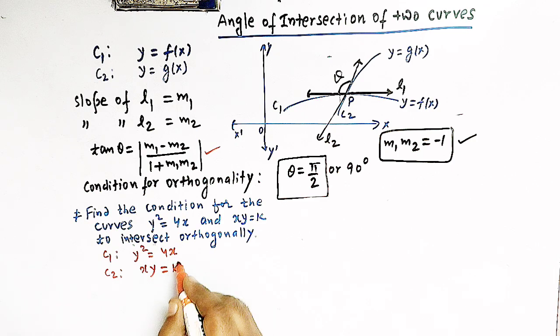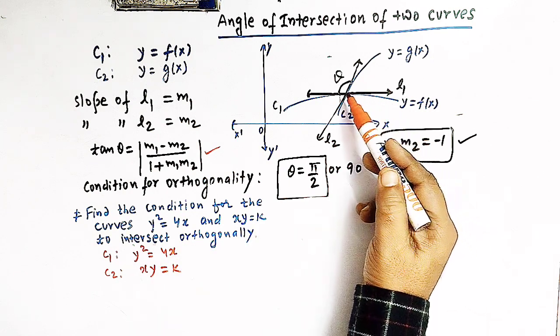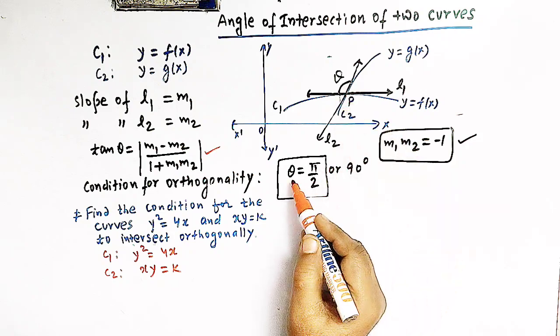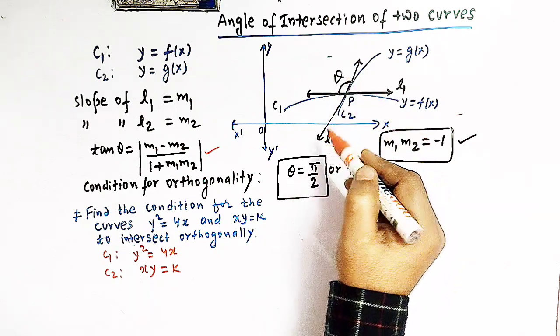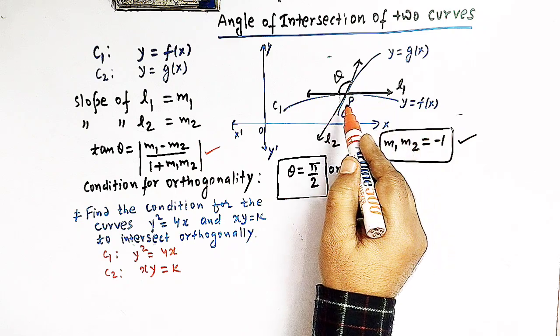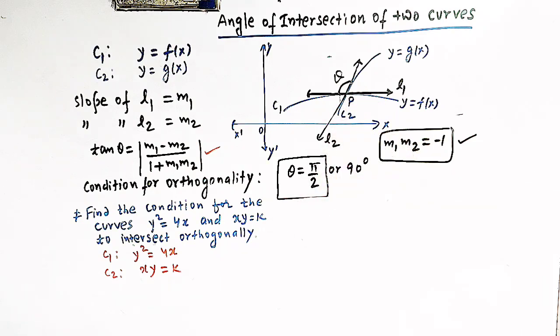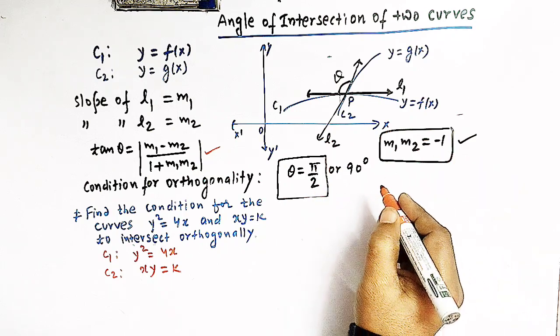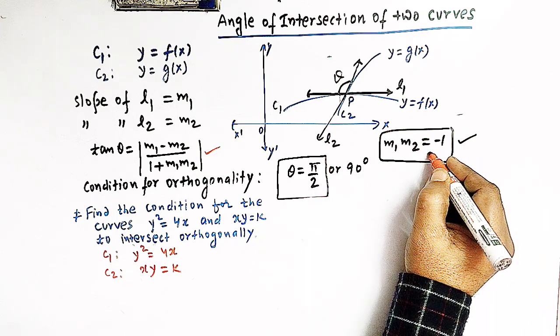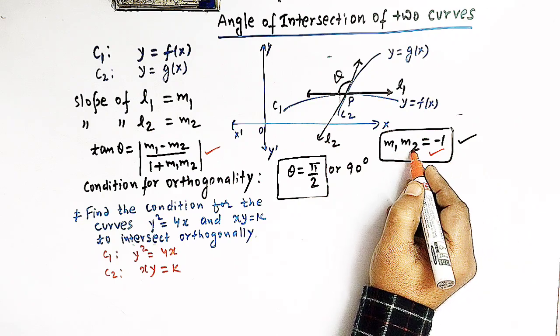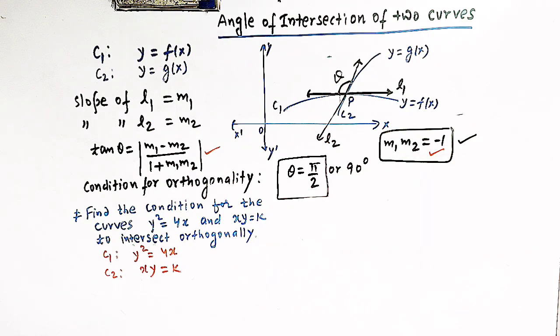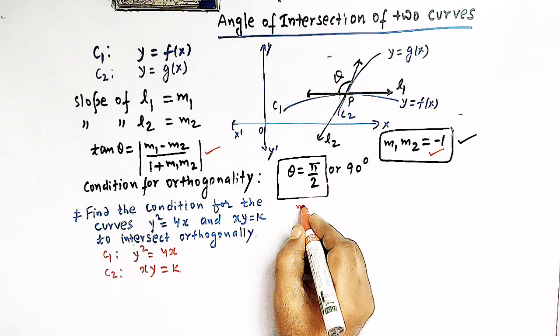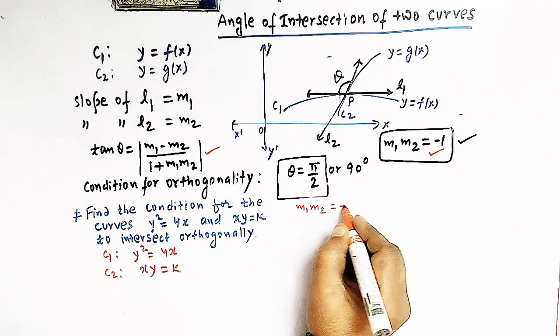So here these two curves are to intersect orthogonally. It means that the tangents should be at right angles. That is, the angle between the two tangents to the two curves at the point of intersection should be equal to 90 degrees. So the condition for orthogonality of two curves at the point of intersection is given by m1 times m2 is equal to minus 1, right? So we'll use this condition, m1 times m2 is equal to minus 1.